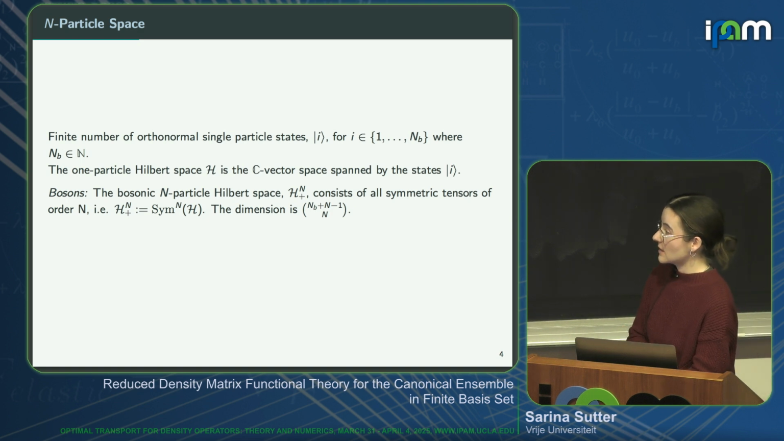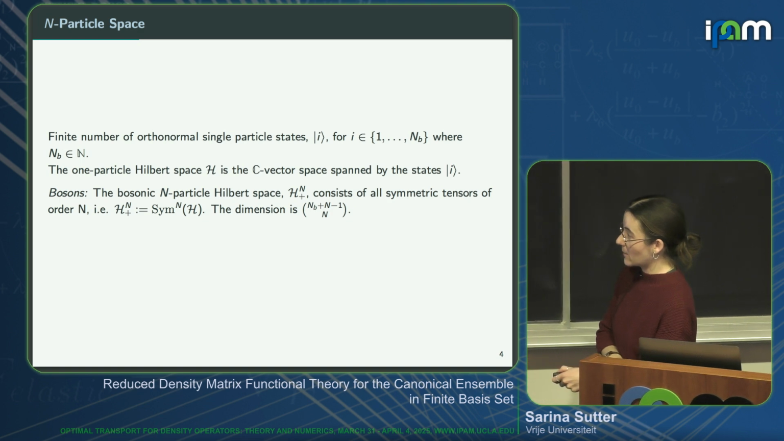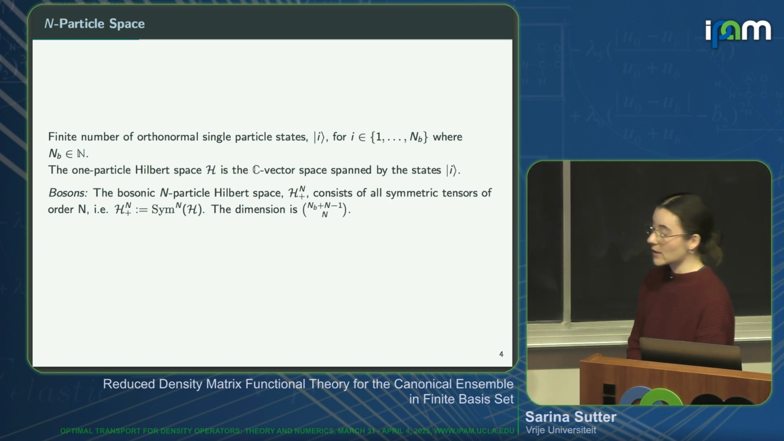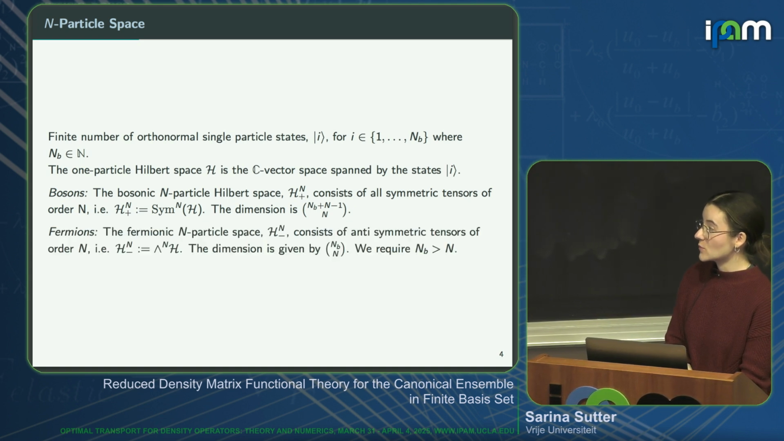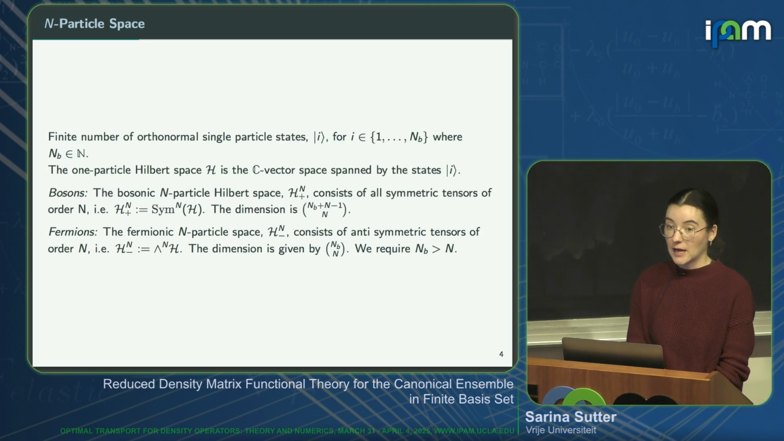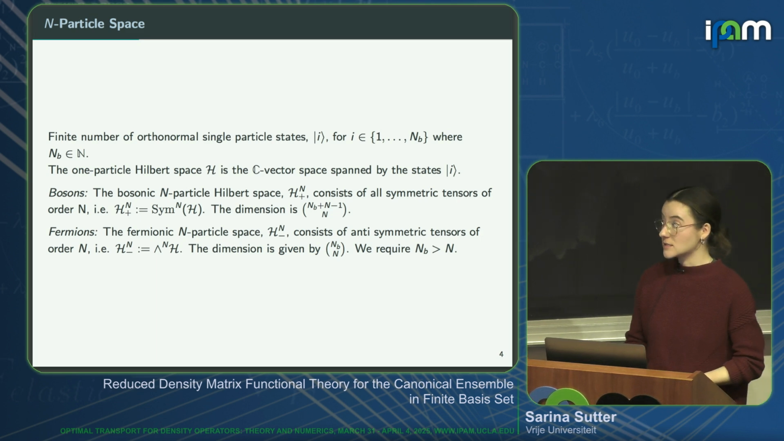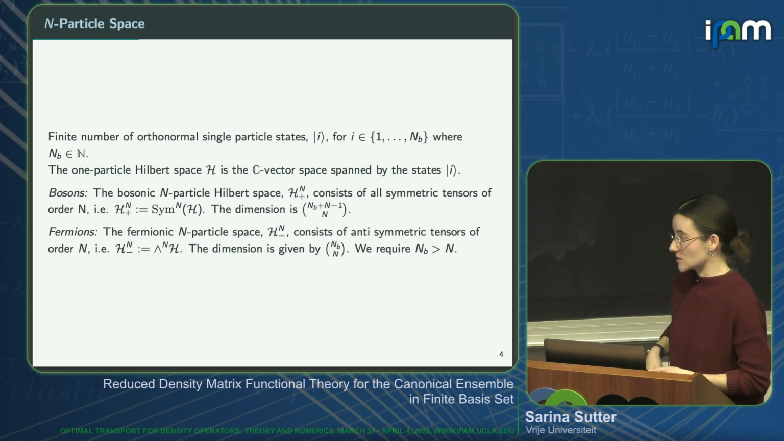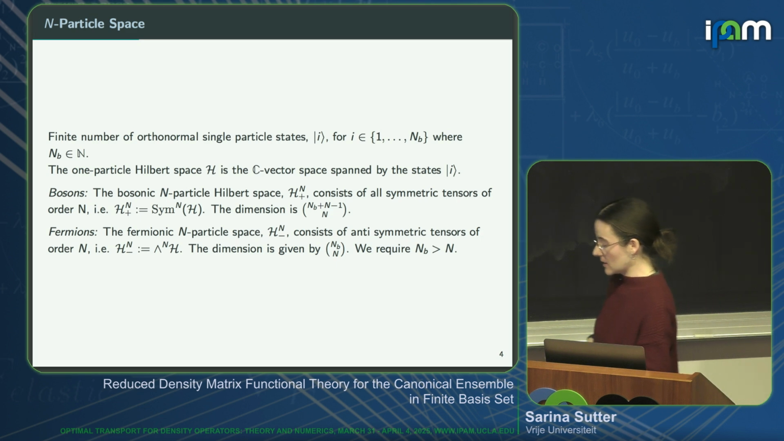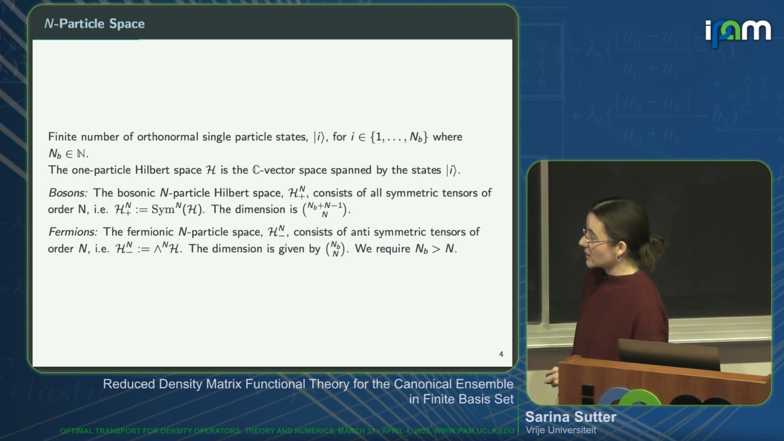And the dimension is given by this number here, where N_B is the number of basis functions and n is the number of particles. Then for the fermions, we can do the same thing, but this time we take antisymmetric tensors because our wave functions need to be antisymmetric. And here the dimension is given by this.